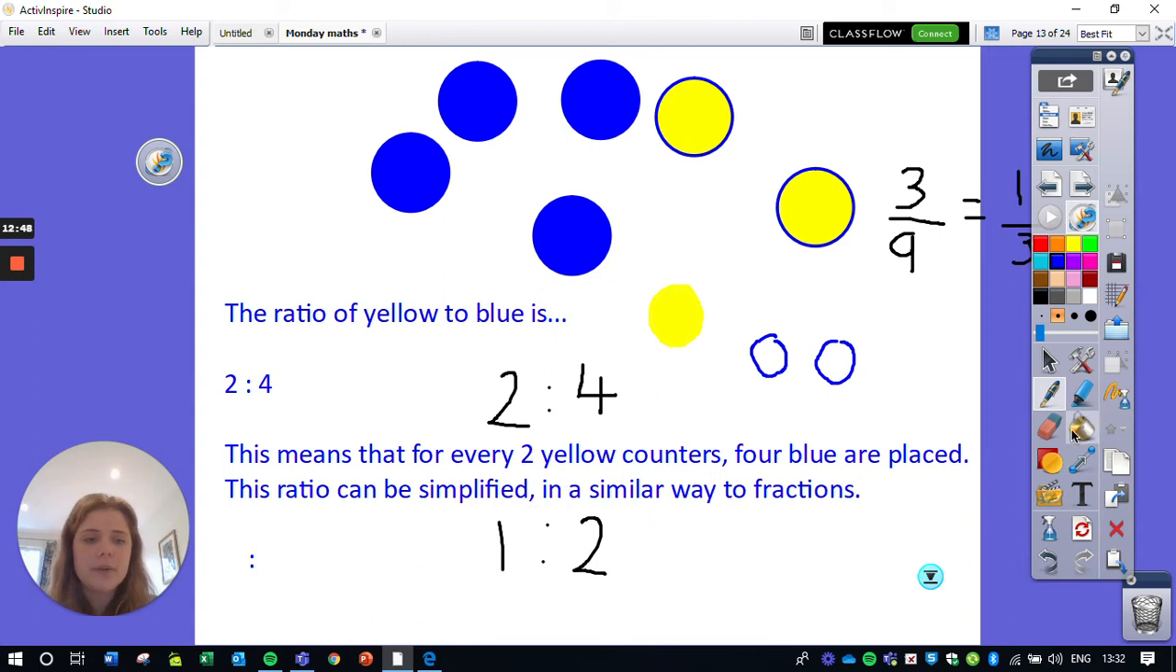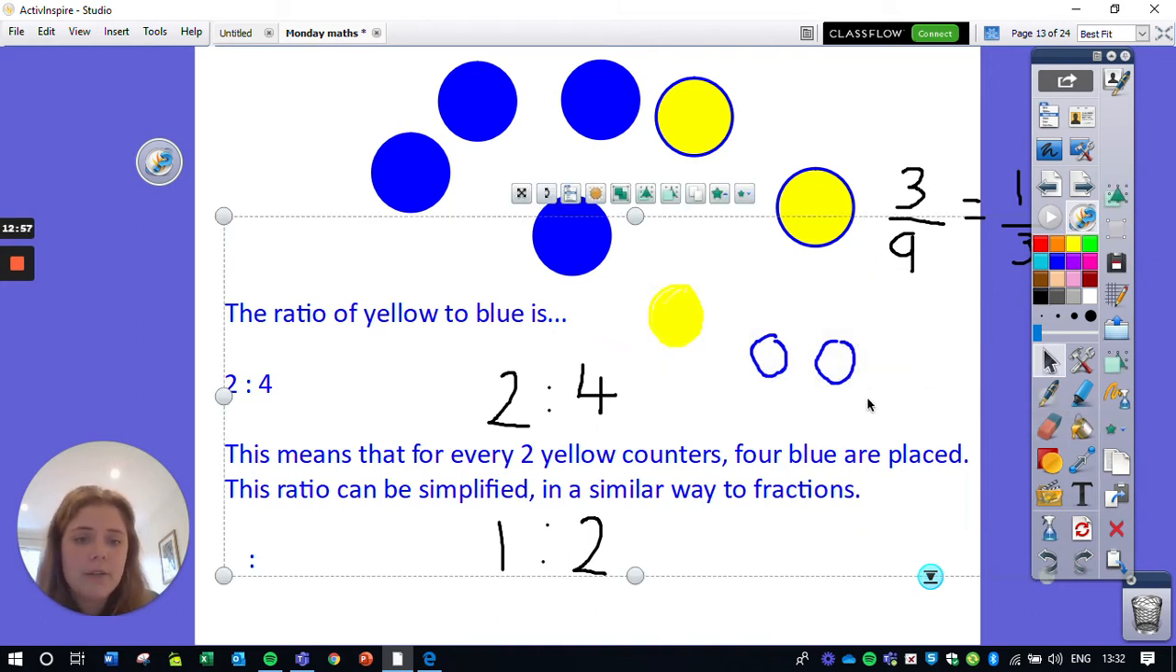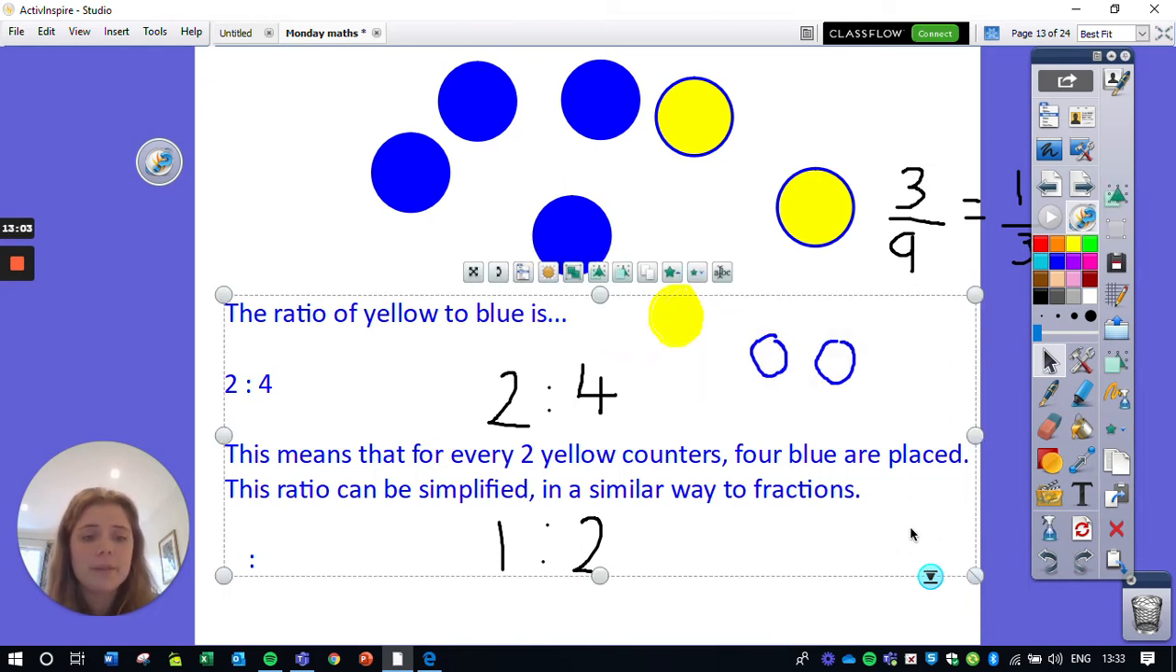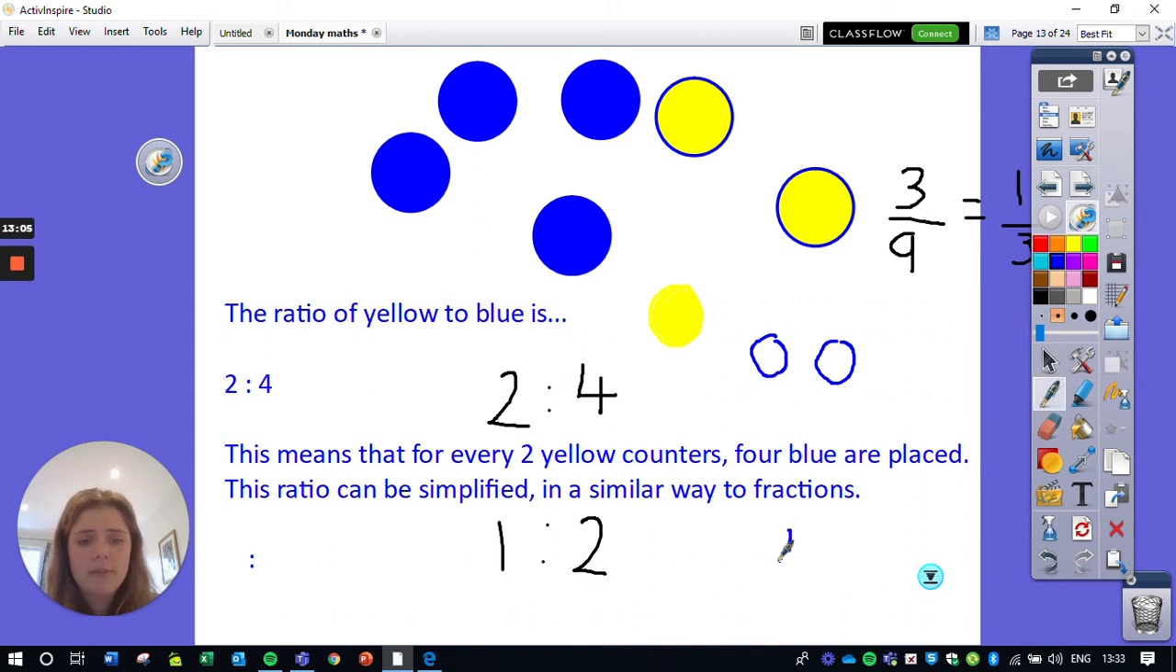Is 1 to 2 the same as a half? If we look just down here at my yellow and blue counters, I've drawn 1 yellow counter for 2 blue counters. Would that be considered the same as half of them? No, it wouldn't. A fraction is written 1/2, but that doesn't mean as a ratio 1 to 2 is the same. 1 to 2 means there are 3 parts in total. The first bit is a third and the second bit is 2/3.